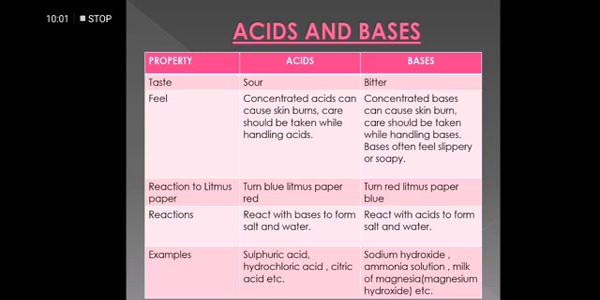Acids and bases react with each other and produce salt and water. This reaction is also called a neutralization reaction. We will be discussing neutralization in detail again. Some examples of acids are sulfuric acid, hydrochloric acid, citric acid, lactic acid, acetic acid, and so on. Some important bases are sodium hydroxide, ammonium hydroxide, magnesium hydroxide, and so on.